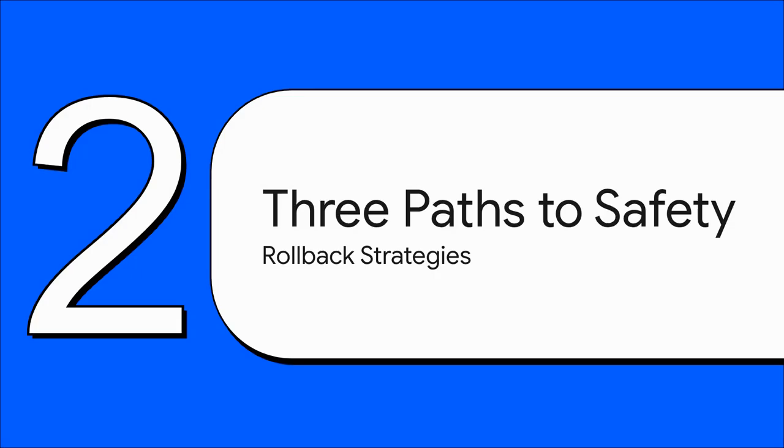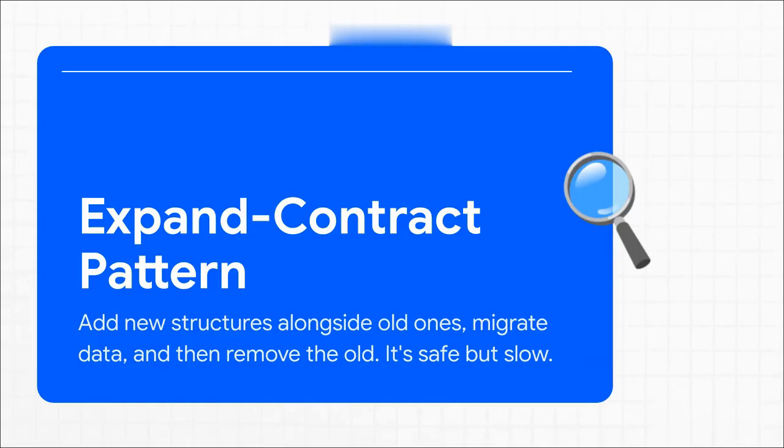But hey, this isn't all doom and gloom, not at all. This is an engineering problem, which means there are engineering solutions. We're going to look at 3 battle-tested strategies for building systems that can handle this. Think of them as 3 different tools in your rollback toolkit. First up, we've got the expand contract pattern. Now, this is pretty much the gold standard for zero downtime migrations.